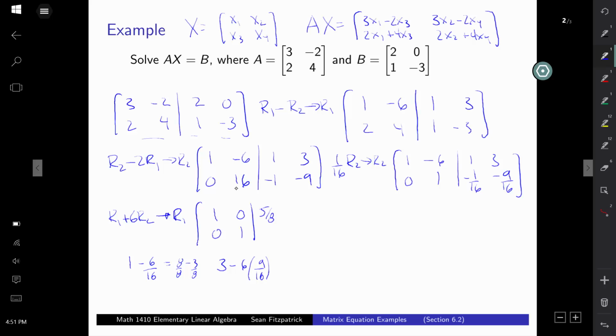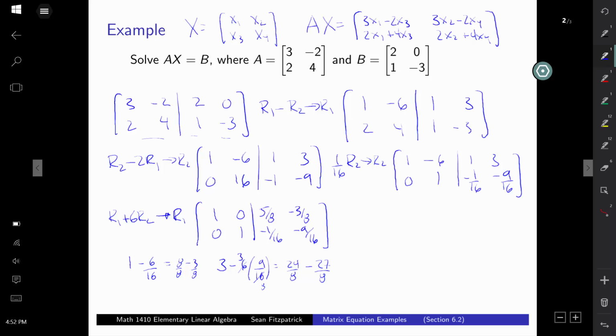Again, I can reduce that down to eighths, so 3 is 24 over 8, and then cancel that, that's 8. 3 times 9 is 27 over 8, so 24 minus 27, I get minus 3 over 8, and then minus 1 over 16, minus 9 over 16.